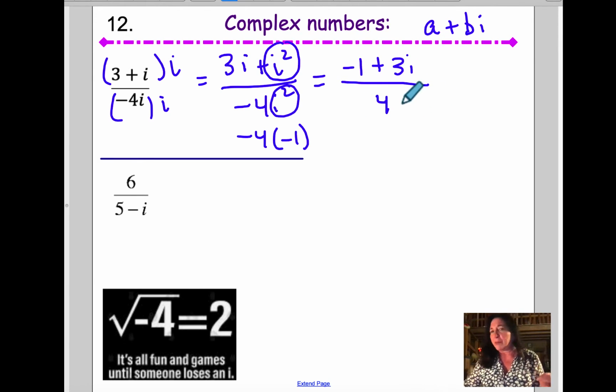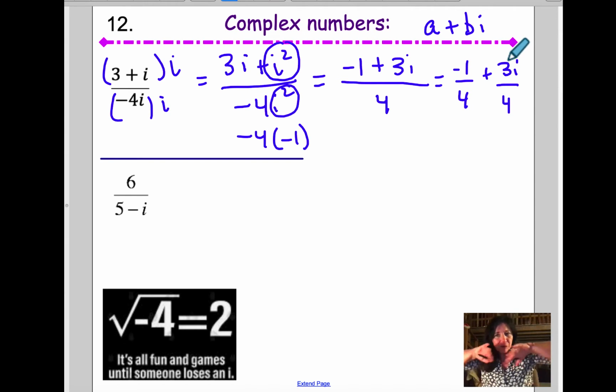But if I wanted to put this in a plus bi form, I would then write it like this, negative 1 over 4, and then plus 3i over 4. So I would split those values up, because that's a plus bi form, okay?